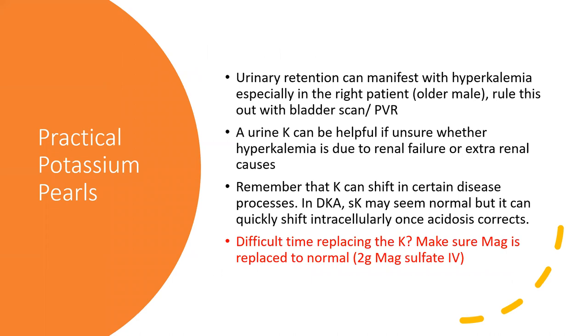Kind of talked about this. The last thing I want to mention is if their mag isn't replaced and you're struggling to replace a potassium, that's why you're struggling to replace a potassium. Hypomagnesemia keeps open the channel that allows potassium to keep getting peed out. So you have to make sure the mag is doing okay.